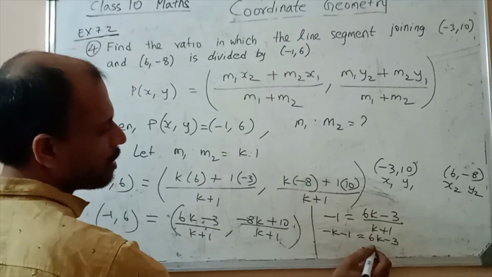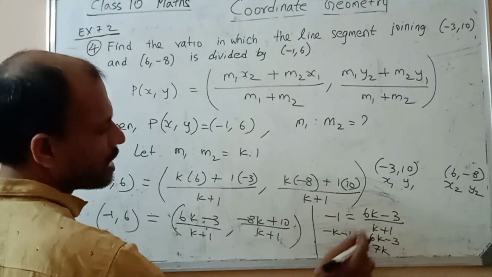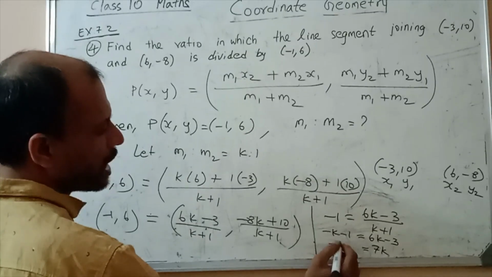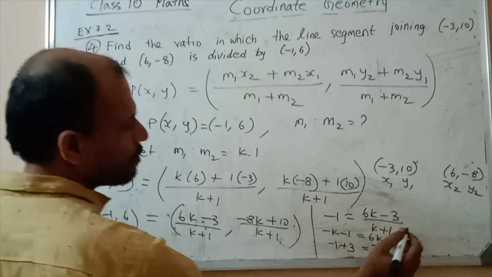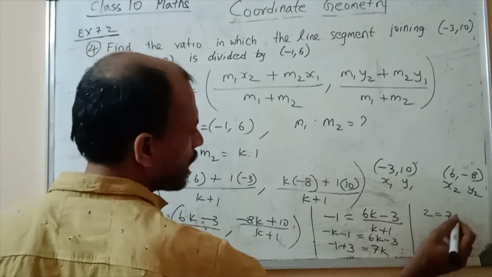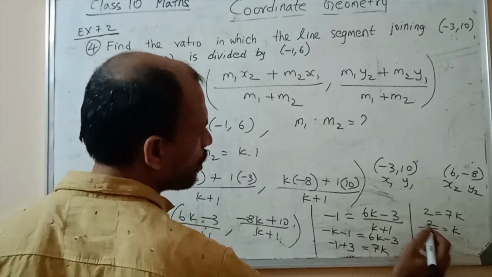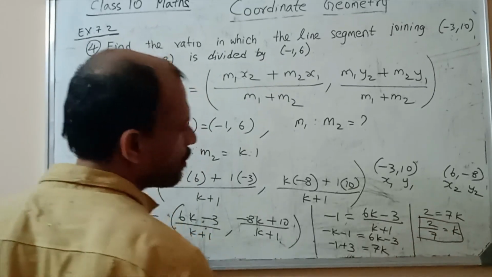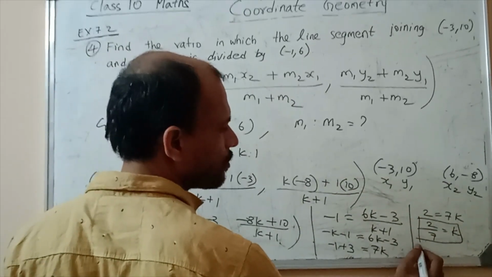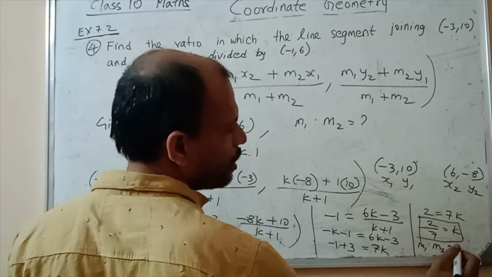Now 6k plus k will become 7k, and then here minus 3 if you take this side, already minus 1 plus 3. So in next step 2 is equal to 7k, and then 2 by 7, that is k is equal to 2 by 7 we get. Therefore the ratio m1 is to m2 is equal to 2 is to 7.